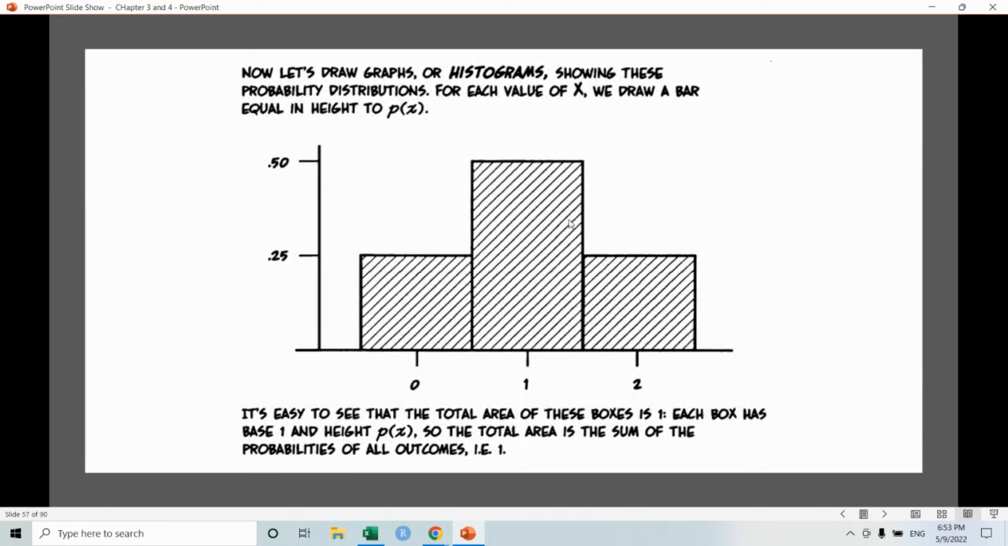So now let's draw graphs or histograms showing these probability distributions for each value of x. So we draw a bar equal in height to the probability of x. So the highest probability was 2 out of 4, or 50%. And that was when we flip 2 coins and get either a heads and a tails or tails and a heads. So it's easy to see that the total area of these boxes is 1. Each box has base 1 and height p of x. So the total area is the sum of the probabilities of all outcomes. So we're not violating any laws of probability, right?